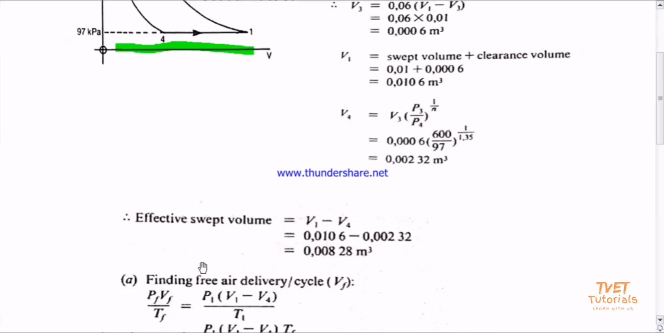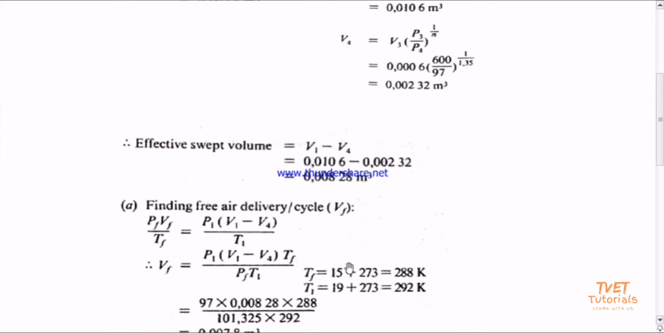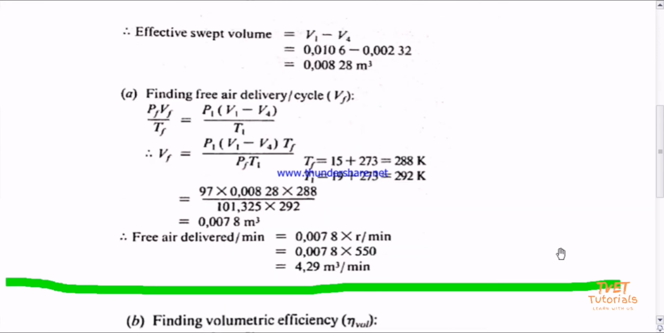So then the effective swept volume is from here to here. That is effective. We're going to subtract V4 from V1. It's V1 minus V4. So this will be the effective swept volume, and it will be 0.0828 meter cube.